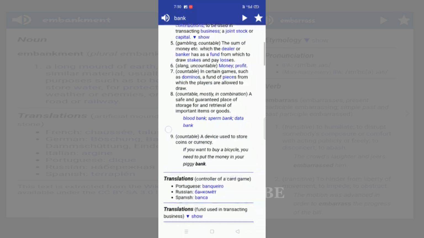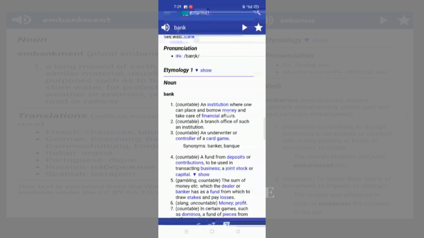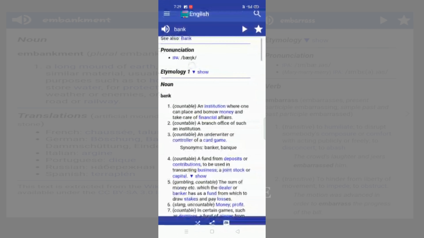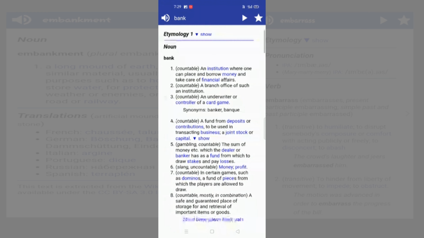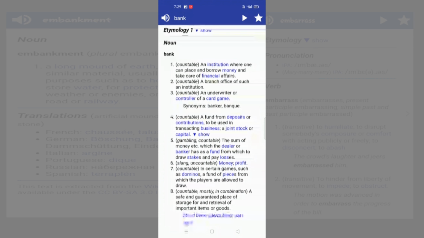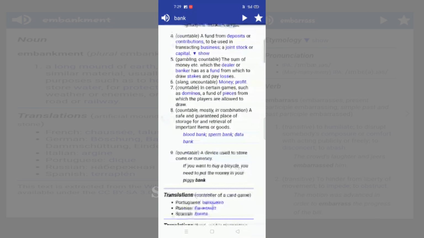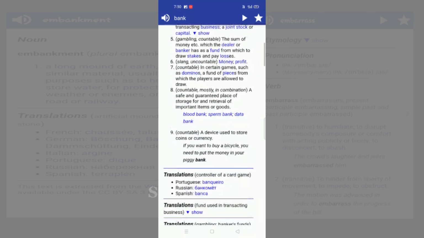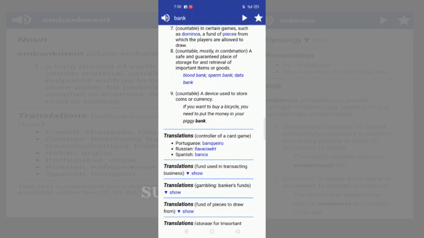For example, I'm taking the word bank. I don't know the meaning of bank, so I search it. What is the meaning of bank? When I search it, then I see its meaning: an institution where one can place and borrow money and take care of financial affairs. And at the same time, I am taking another meaning: an underwriter or controller of a card game. And I'm looking for so many other meanings. So I want to get to know all these meanings.